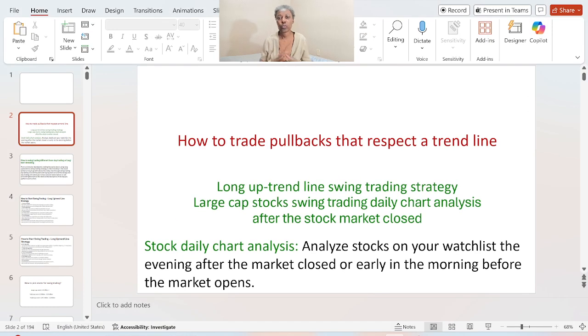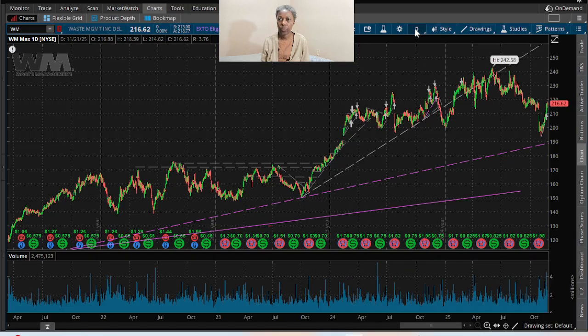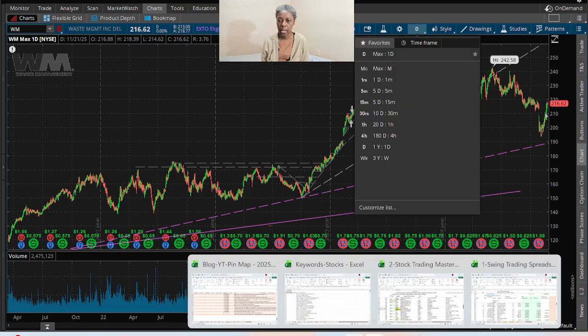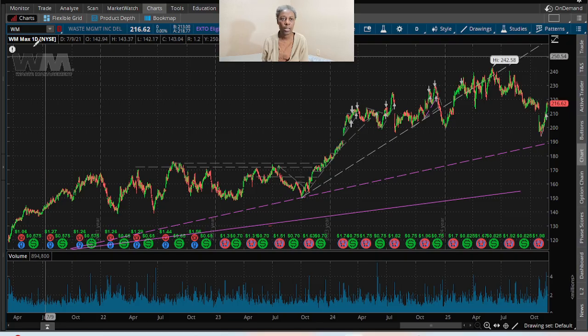Hello, how to trace pullbacks that respect a trend line. We are using the long option swing trading strategy. We are going to make sure we are on the maximum daily chart and watching using our watch list. We can pick the first stock we want to analyze together. You and I today, it is going to be ROST.